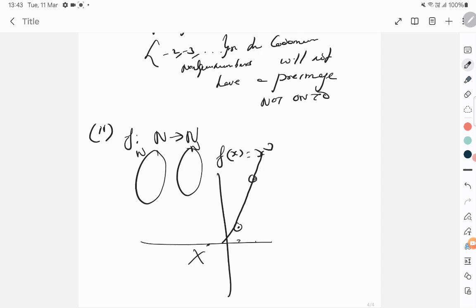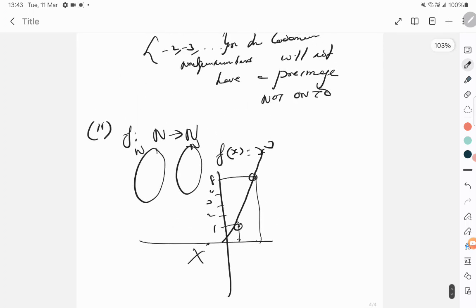It's only this. And if you see, 1 is related to 1, 2 is related to 8. What about these numbers 2, 3, 4? They don't have a pre-image, correct? And it's definitely 1 to 1. As you can see, 1 is related to 1, 2 is related to 8, 3 is related to 27 and so on. Yeah, it's definitely 1 to 1. But not onto.